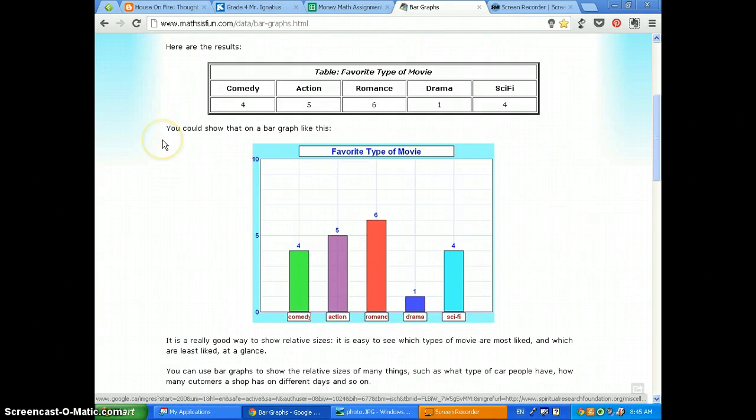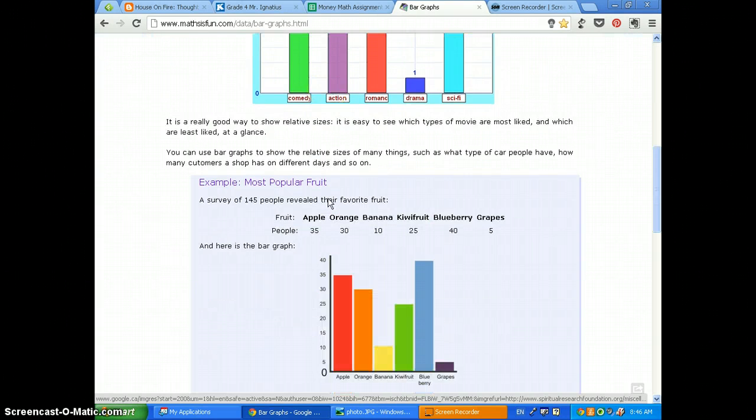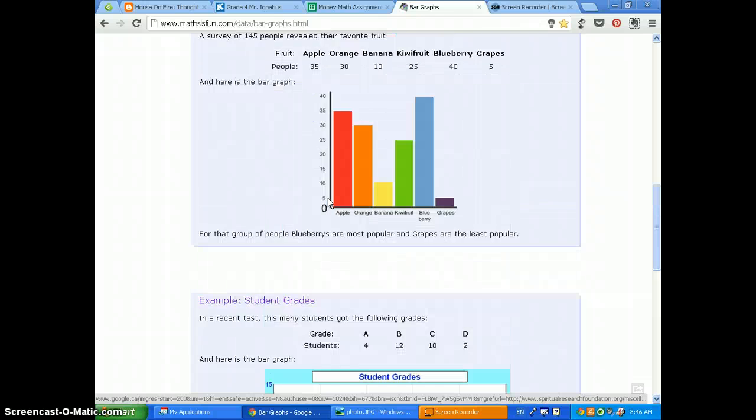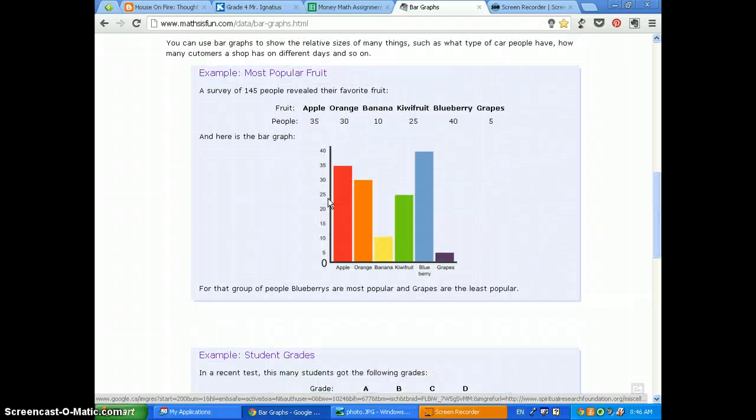Okay? Let me see how much time I have. So I don't want these to be more than 10 minutes. Two minutes. Yeah. Okay, so let's take a look at these. You should already have the bar graphs made. Okay? Alright.